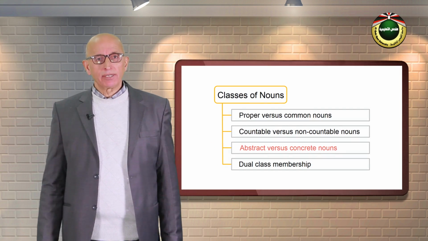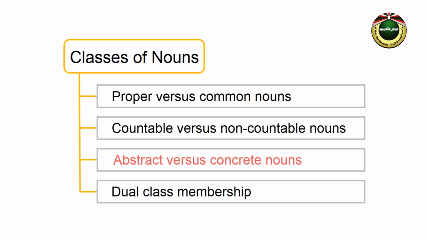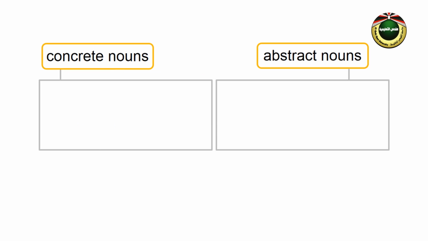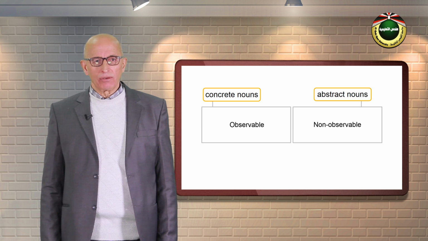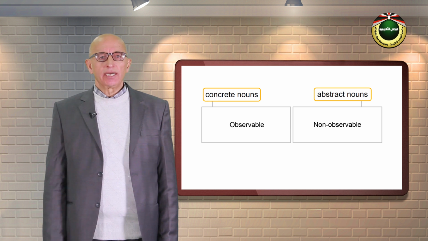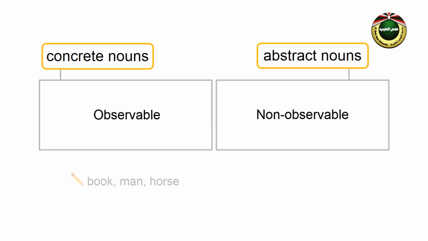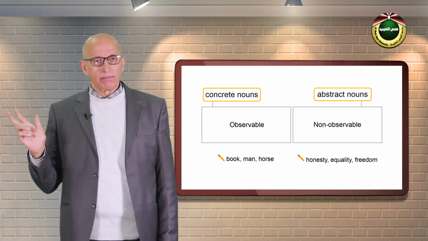Concrete and abstract nouns. What are concrete nouns? They are nouns which refer to objects that can be observed, can be seen, felt, measured, etc. Whereas abstract nouns are non-observable. Examples on concrete nouns, book, man, horse. Examples on abstract nouns, honesty, equality, freedom.